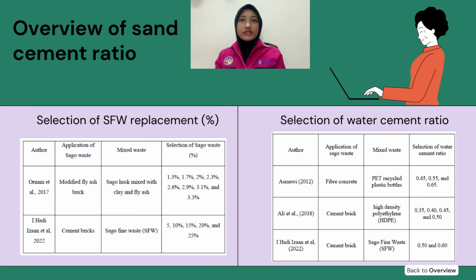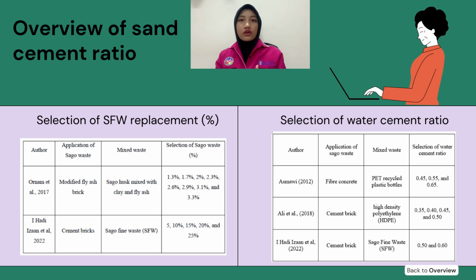Next, focusing on the overview of the sand-cement ratio, this section analyzes the previous researchers' decisions on SFW concentration and water cement ratio. For the selection of SFW replacements, the added percentage of SFW in bricks will influence the physical and mechanical properties of bricks. Overall, the result shows that increasing the percentage of SFW as material replacement in manufacturing brick will decrease the strength, density, and initial rate of absorption, but increase the water absorption of bricks.